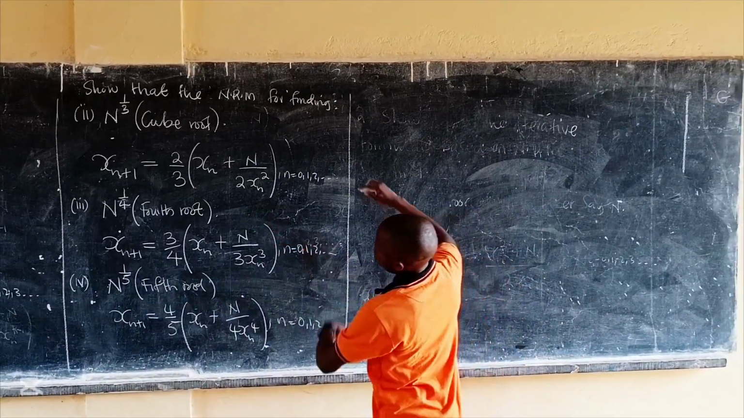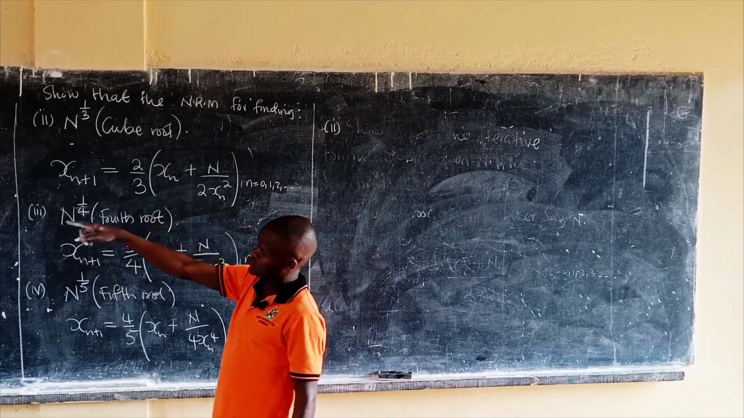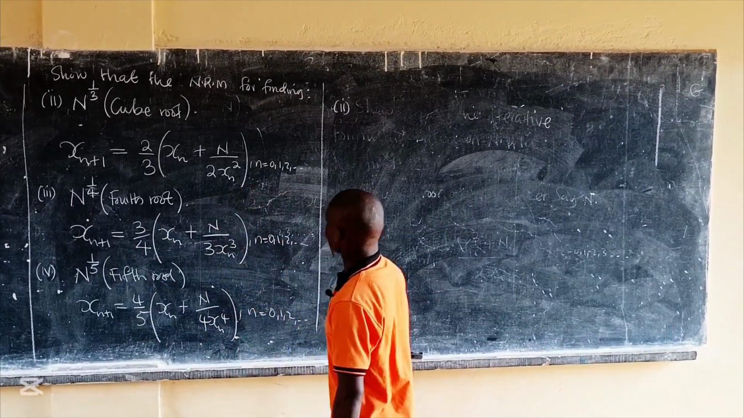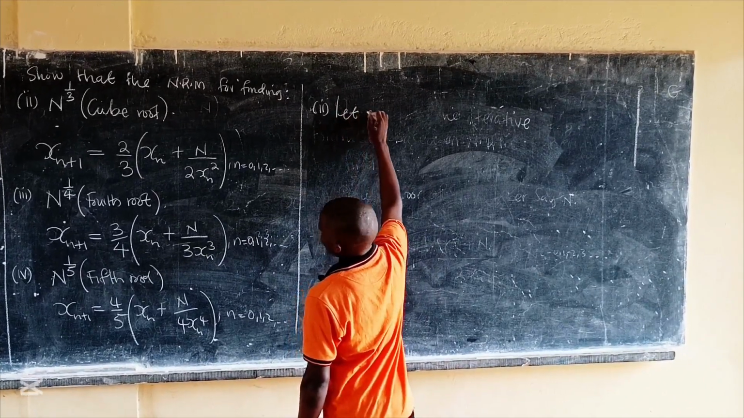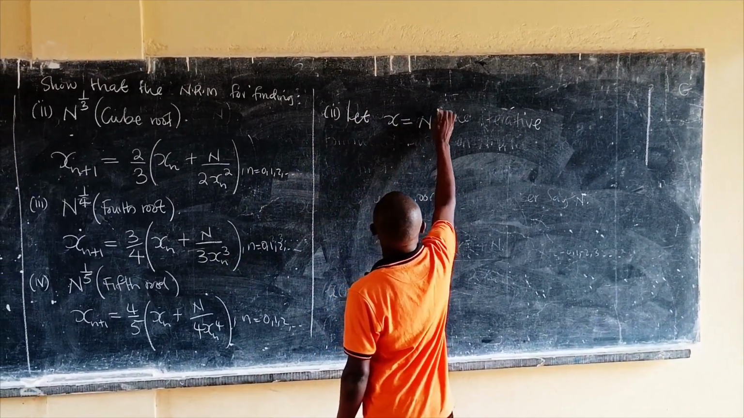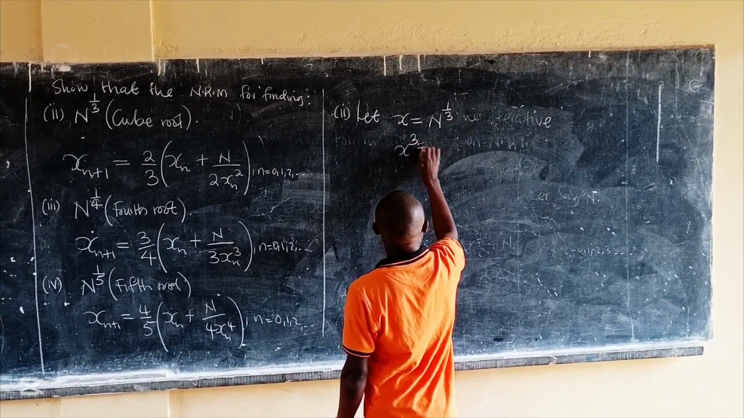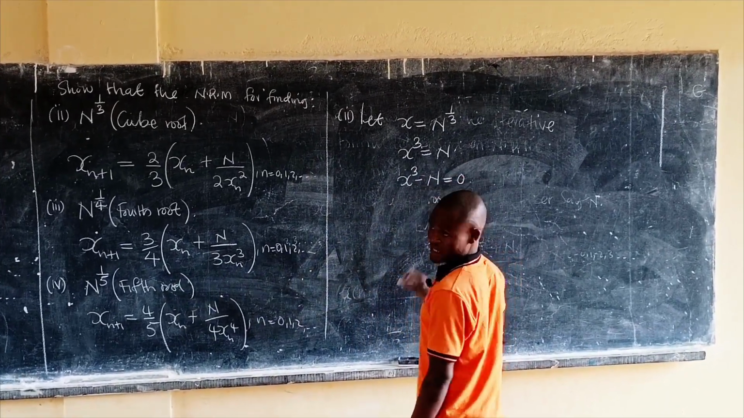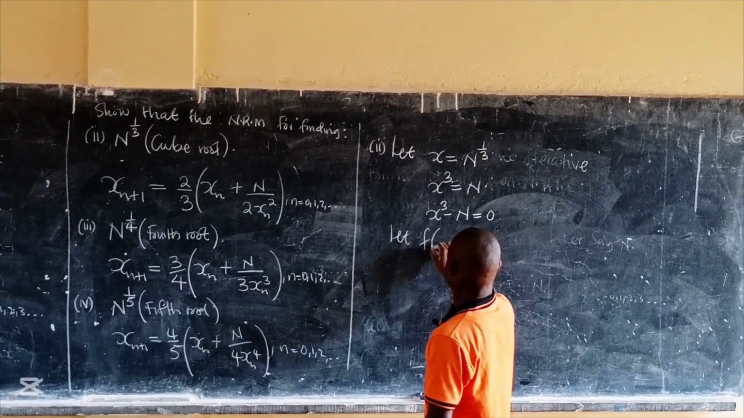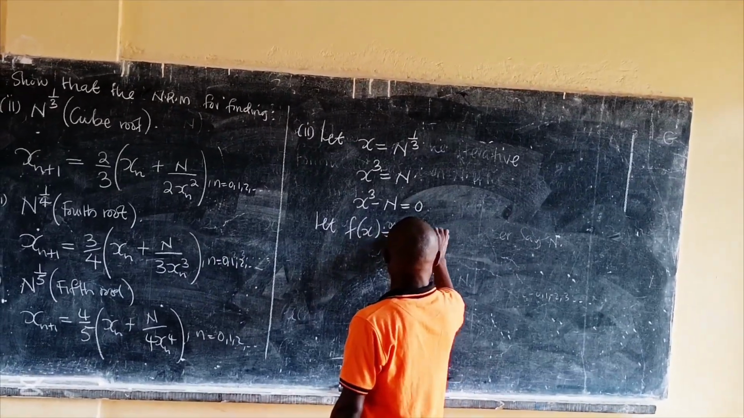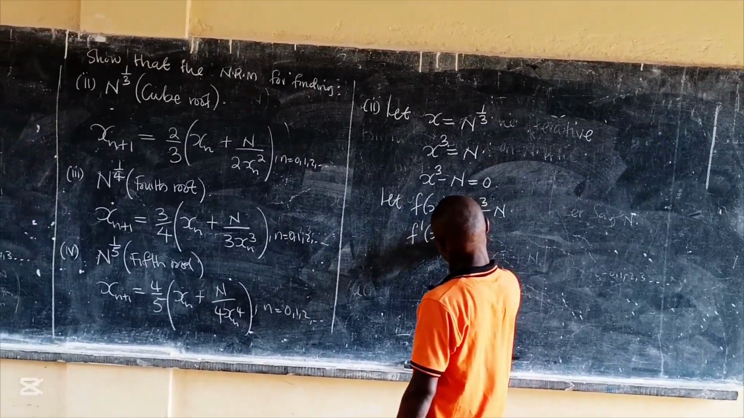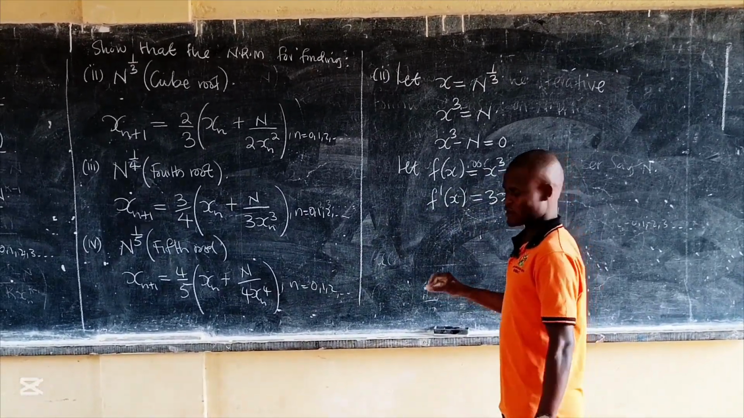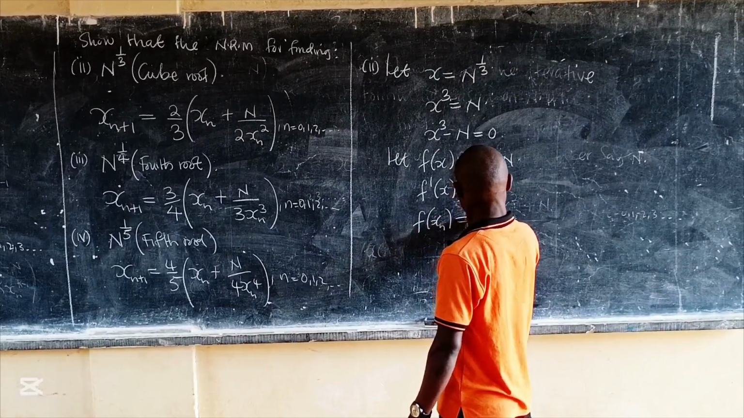to check for Roman 2, and when I finish Roman 2, it is the same process we had in Roman 1. I expect the candidates to now finish the remaining. So we are going to let x be N to the power 1 over 3, followed by raising to the power 3 on both sides, which gives us this, followed by bringing all the terms to the left hand side. This is followed by letting f of x be x cubed minus N, and the derivative of f with respect to x follows, which is 3x squared, and this is a 0, and then we now put x_n for this.